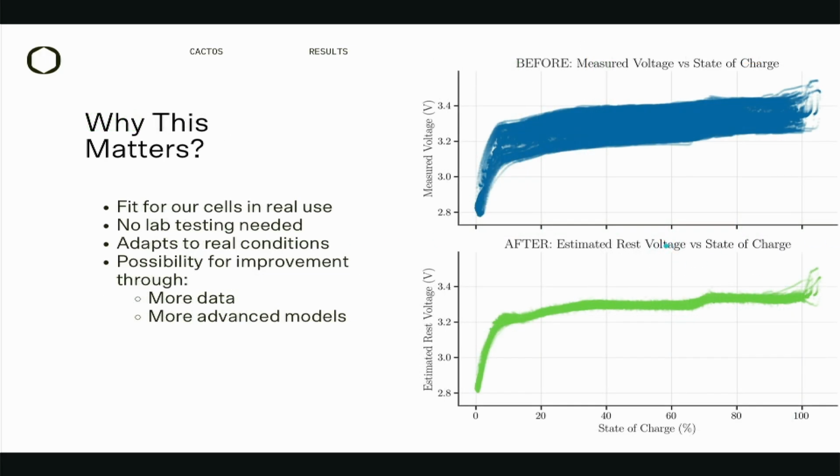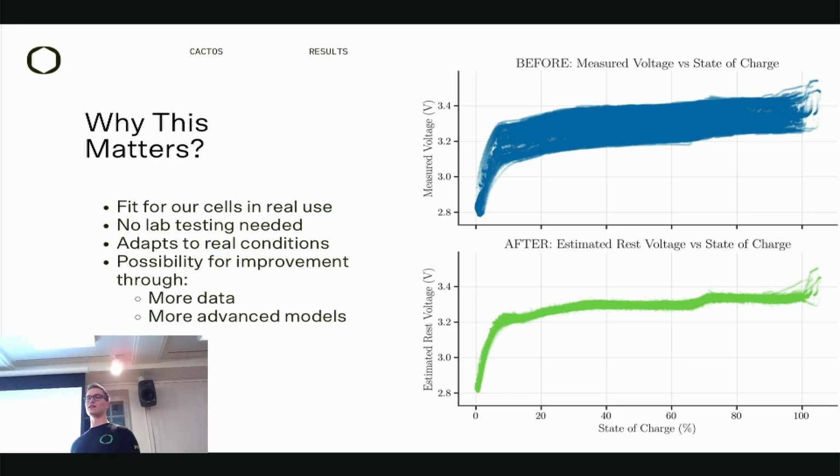But why does this matter? First, the model is fit for our cells in real use. We also don't have to spend any time or money on laboratory testing, and the batteries can remain in use, generating revenue for Cactos and customers. Since the model was created on operational data, it represents our cells and adapts to real-world conditions.